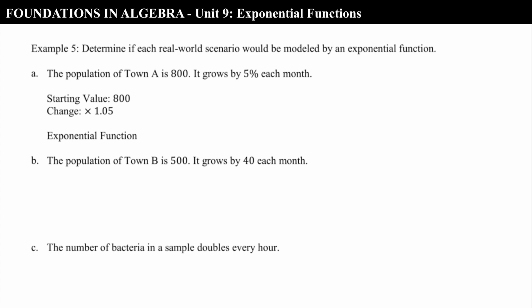The population of town B is 500 and it grows by 40 each month. Well, here we have a starting value of 500, but we're changing by 40 each month. Okay, we're adding 40. We're not multiplying by 40, we're adding 40. And because we're adding and not multiplying, this is not an exponential function.